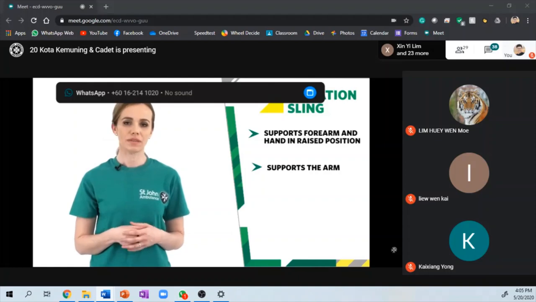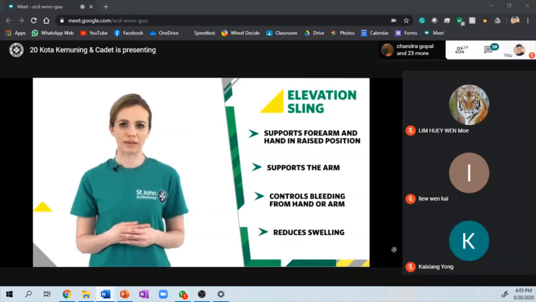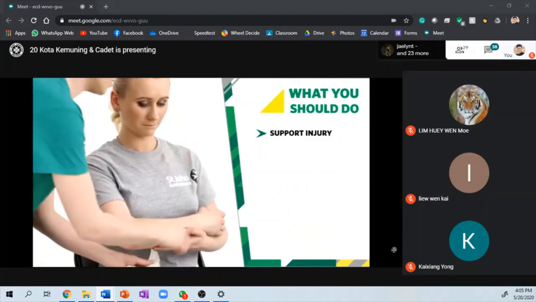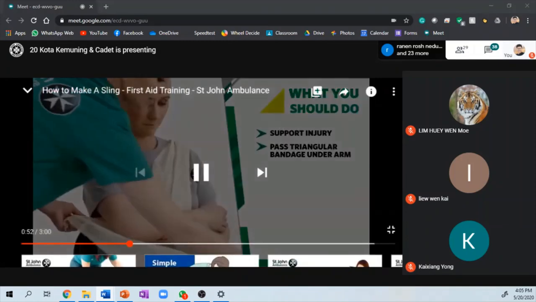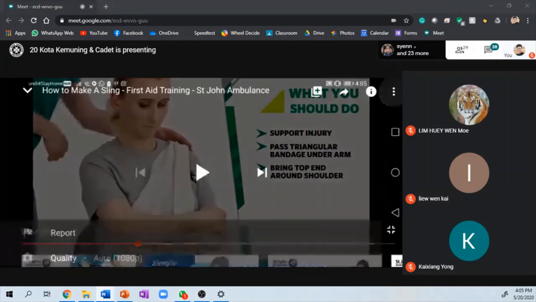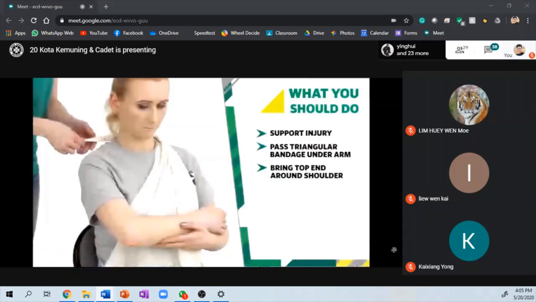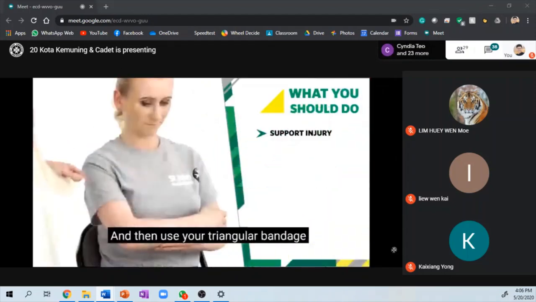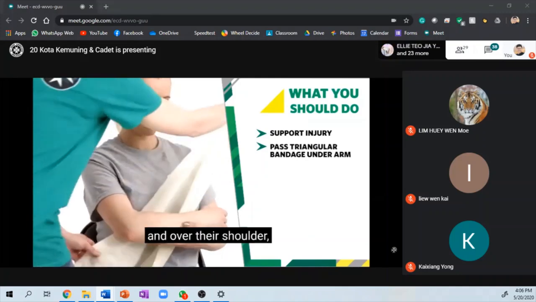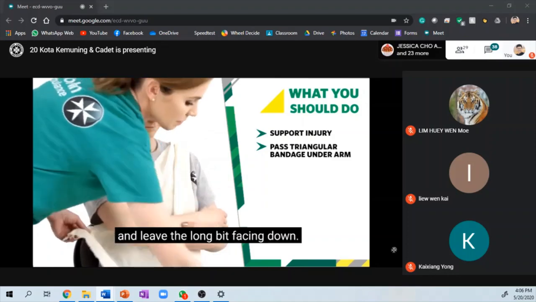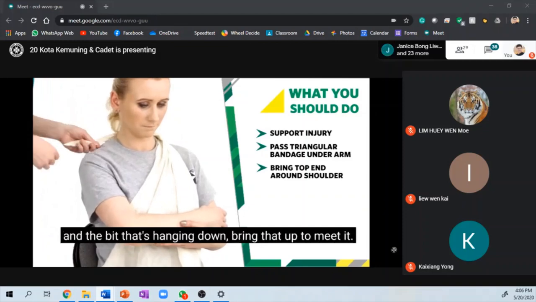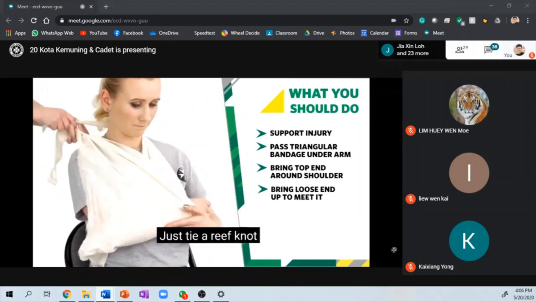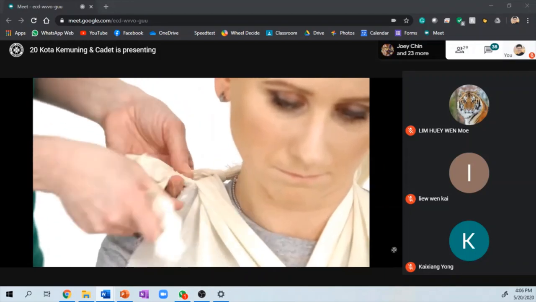There will be no sound because I'm sharing it this way. I'll just show you how they tie the arm sling and elevation sling. Wait, I will let you know the caption. This is how you tie the arm sling here. And also the reef knot. You all remember the reef knot, right? It's tied at the injured side shoulder.